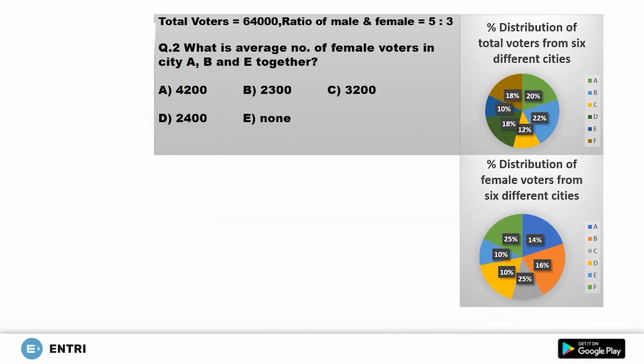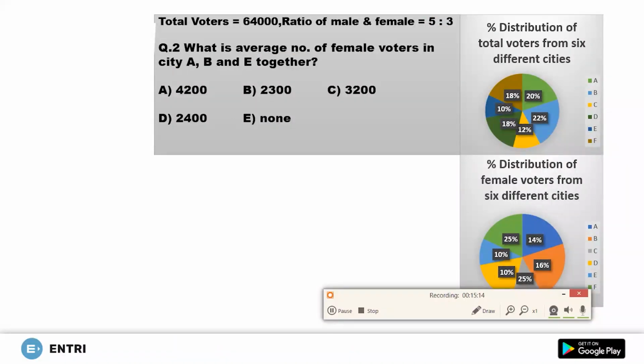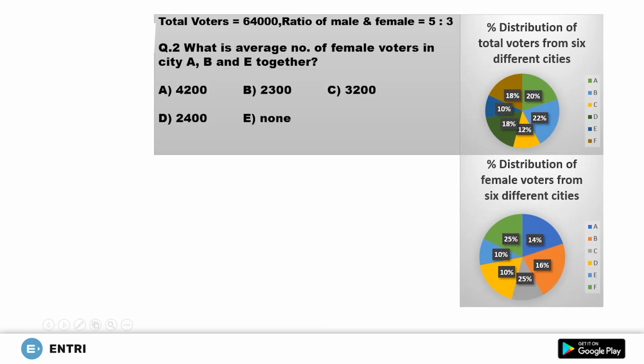What is the next question? Now move to the next question. Question number two. You are asked what is the average number of female voters in cities A, B and E together. Okay, you know what is average? Average is sum divided by total numbers. Okay, so what is average here?